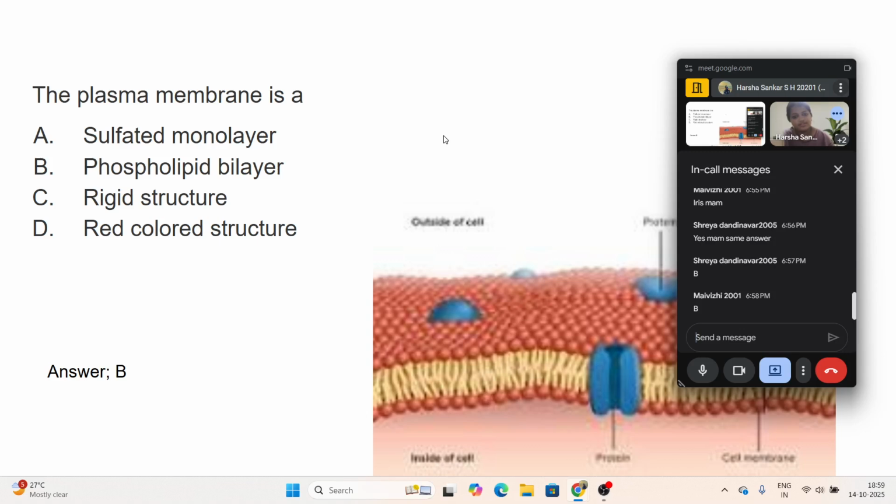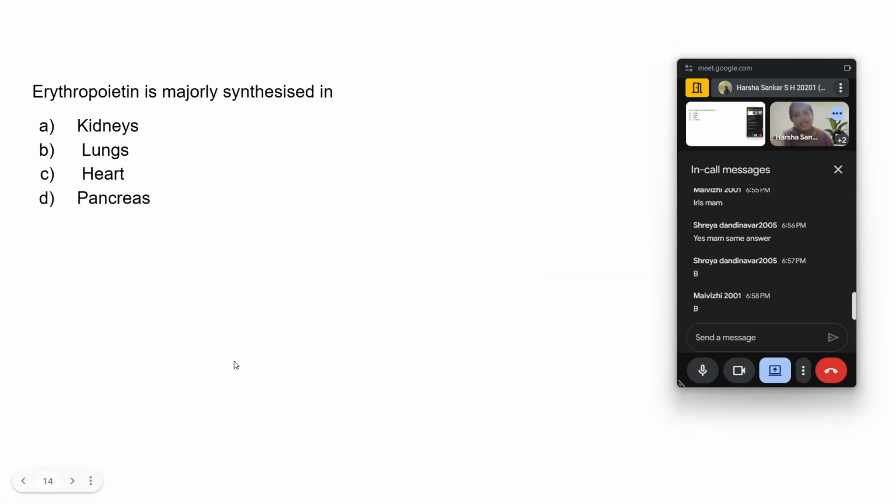Next question. Erythropoietin is majorly synthesized in dash. Option A, kidney. Option B, lungs. Option C, heart. Option D, pancreas. Where can we synthesize erythropoietin? Okay, thank you, Maiviri. Maiviri is saying option A. Is Shreya supporting?